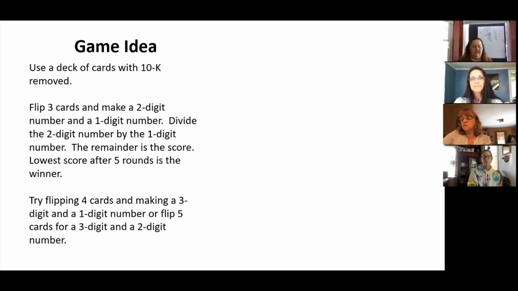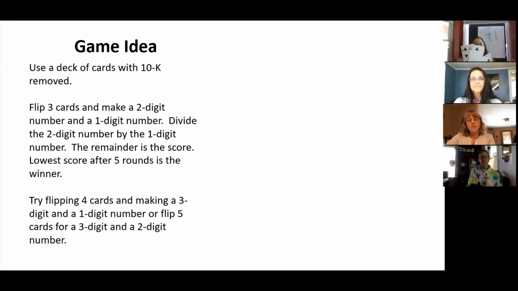So if I made 78 and divided 78 by 5, I would get 15 remainder 3. 3 is going to be my score for that round. My partner selects a 2, a 3, and a 7, and I'm going to make 72 divided by 3.